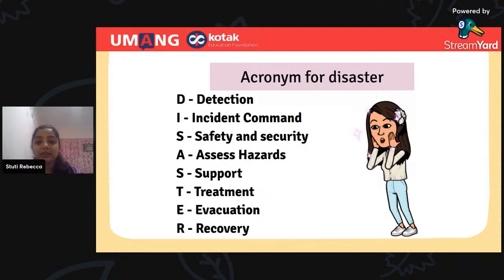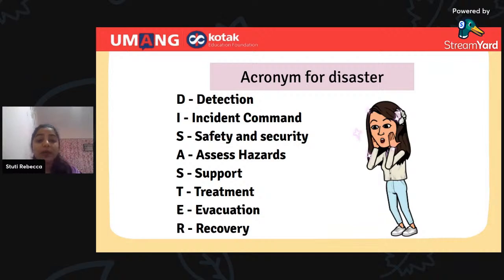Now, A stands for assesses hazards. Next is S. S stands for support. Good job. Next is T. T stands for treatment. Next is E. E stands for evacuation. And the last one is R. R stands for recovery. All right.